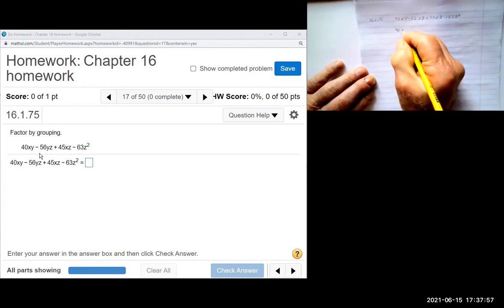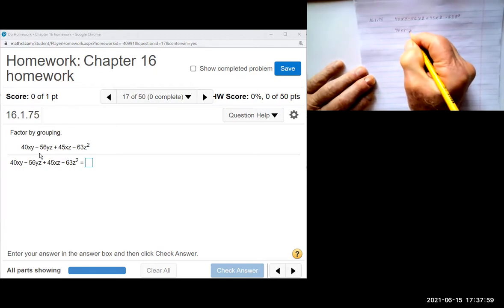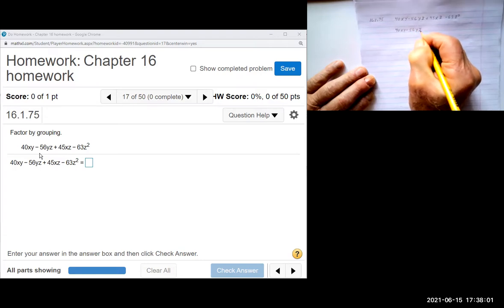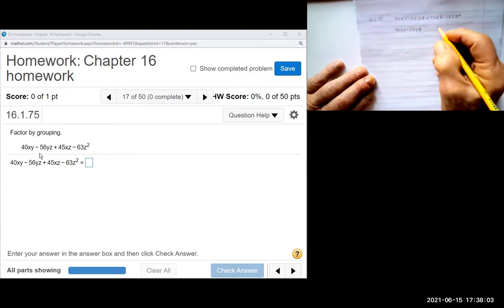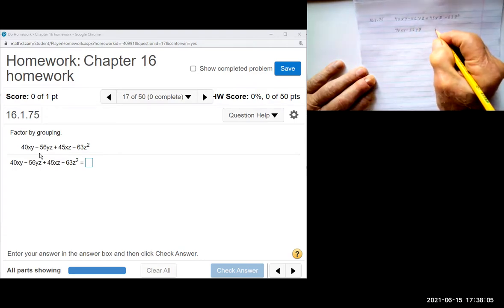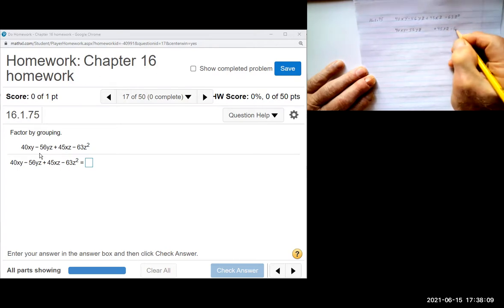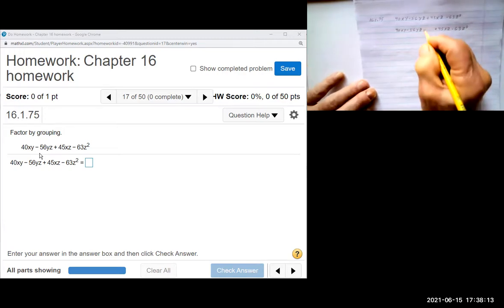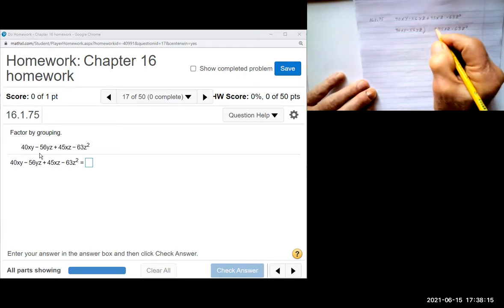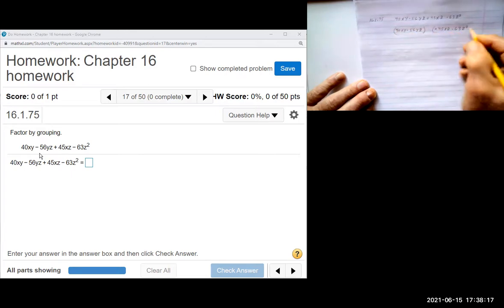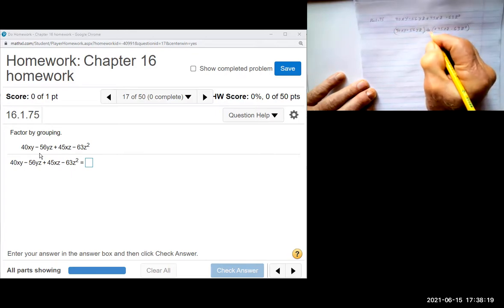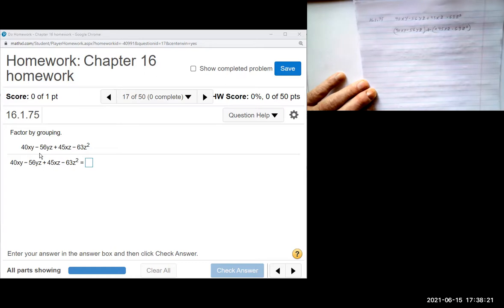Separate, that means push the terms apart. I'm going to put 40xy minus 56yz in the first group. And over here, the second group is plus 45xz minus 63z squared. So I separated 2 groups. Let's put parentheses around each group, but separate them always by a plus. Separate the groups and put a plus in between.